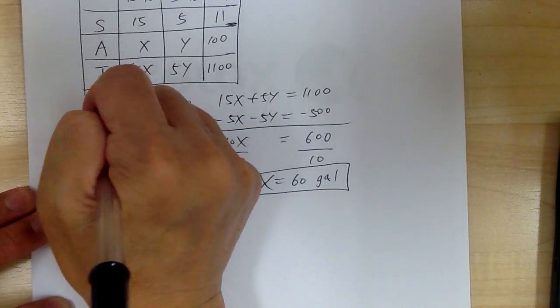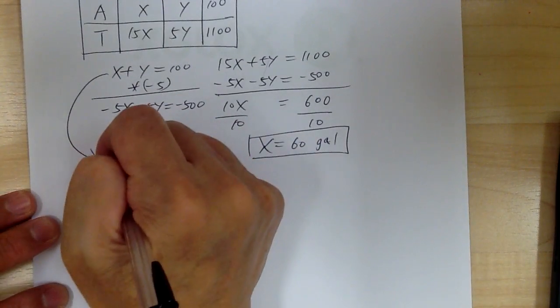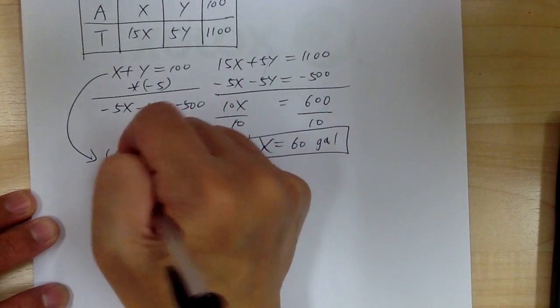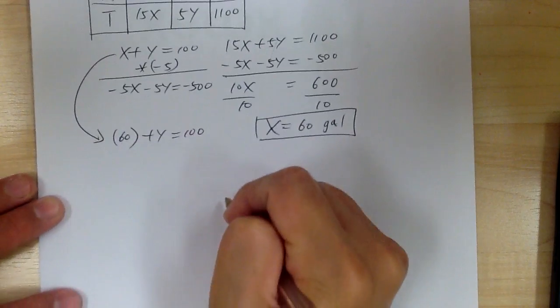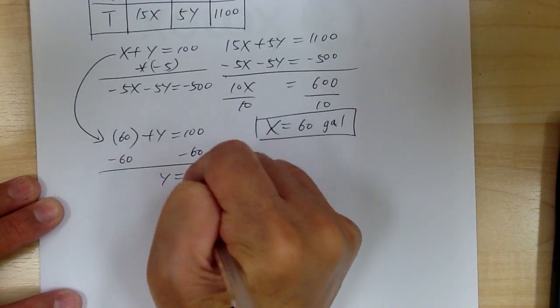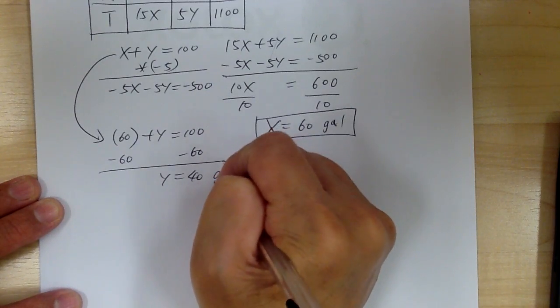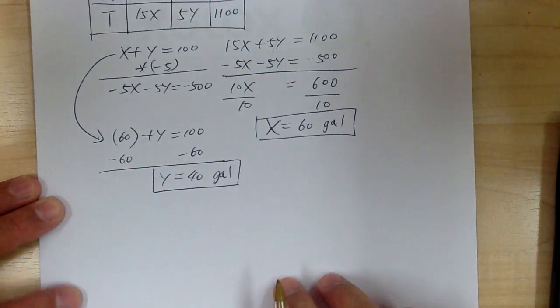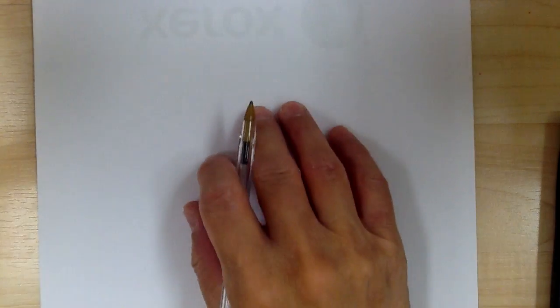Okay, and to find y, use this equation. So substitute. So x is 60, plus y equal to 100, minus 60, minus 60. So y equal to 40 gallons. Okay, and that's it for number 3. Let's go to number 5.